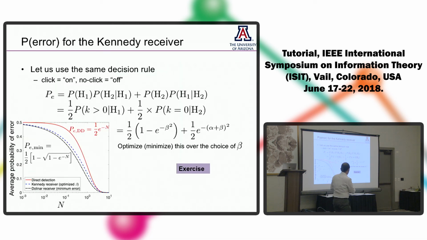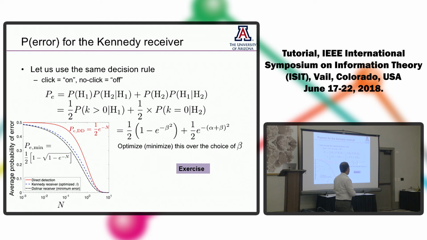So let's write down the error probability. It's very simple now. It's the same exact expression that I wrote, but the probability of getting more than one click if hypothesis 1 was sent is no longer 0. This is 1 minus the probability you get no clicks, which is e to the minus beta square, because beta is what you just translated it to. So when beta is 0, e to the 0 is 1, and 1 minus 1 becomes 0. But this is e to the minus alpha plus beta square.